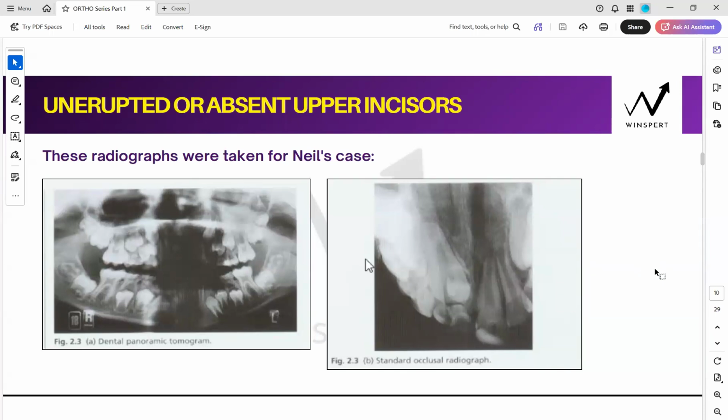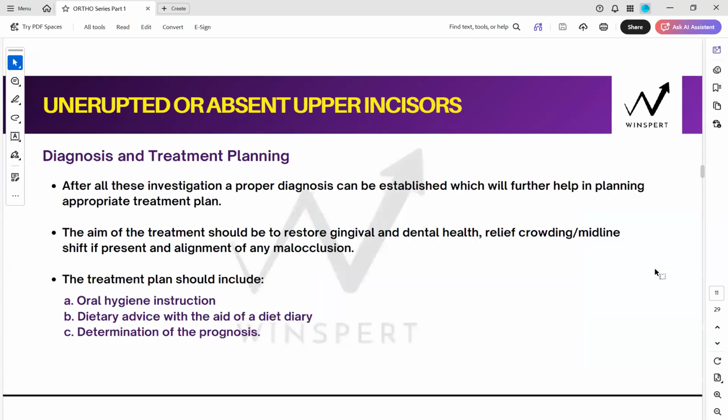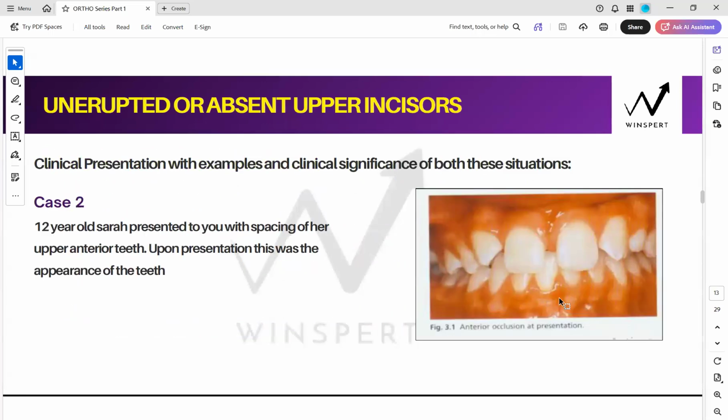Now let's talk about another case here, which is a possible situation. Case 2 is a 12-year-old Sarah presented to you with spacing of her upper anterior teeth. Upon presentation, this was the appearance of teeth. Can you all see the presentation? Centrals are erupted, there are gaps and canines are there. There are no lateral incisors.